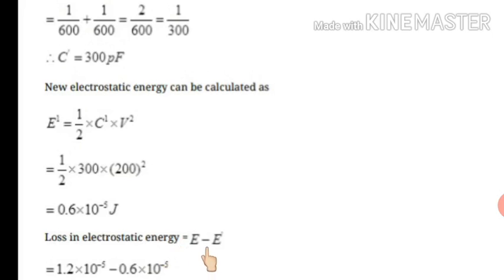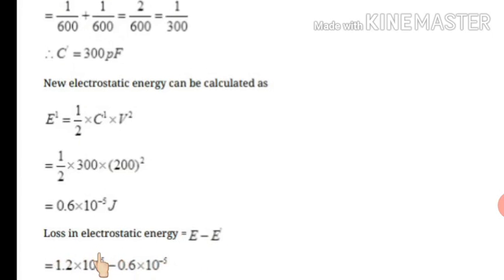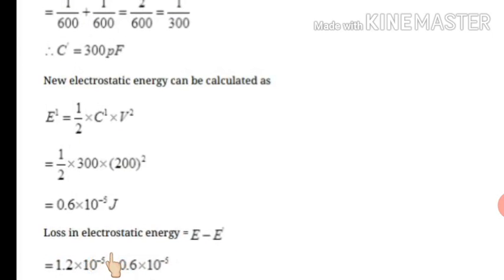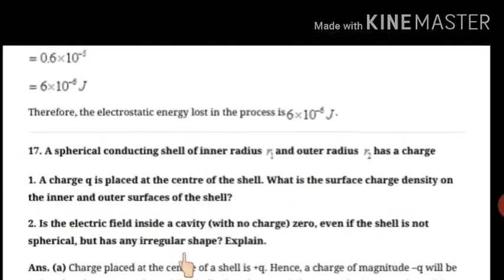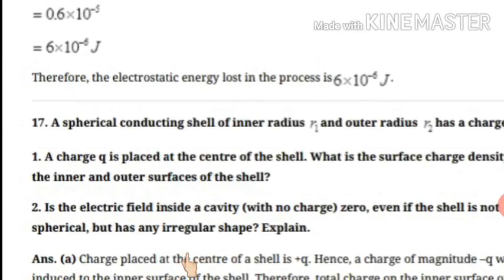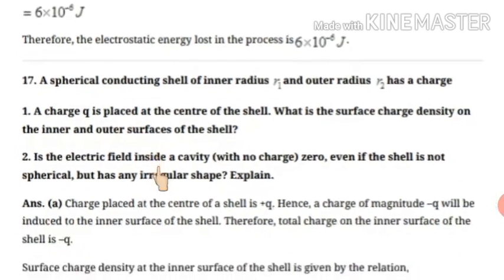So what will be the loss in energy? It will be E minus E dash, initial minus final. So finally we will have 1.2 into 10 to the power minus 5 minus 0.6 into 10 to the power minus 5. When you solve it, the value will be 0.6 into 10 to the power minus 5, or we can also write it as 6 into 10 to the power minus 6 joule. So this much amount of energy is lost in the process which was given in the question. So I think this question is clear.